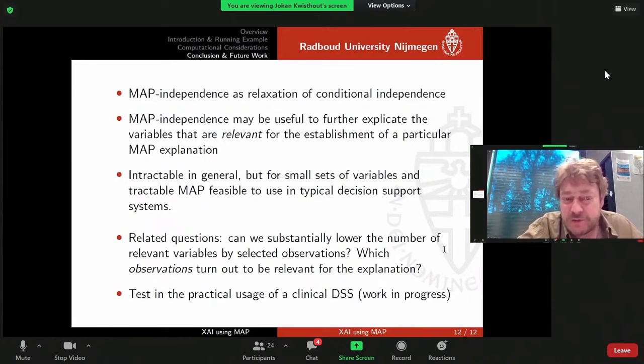Or which of the observations turn out to be relevant for the explanation? And I think it's very much related to Celia's work here. Of course, we want to augment this theoretical work and also test it out in practical usage of a clinical decision support system. That is work in progress we're currently preparing with the medical hospital in May. Thanks for your attendance, and I'm happy to take any questions.